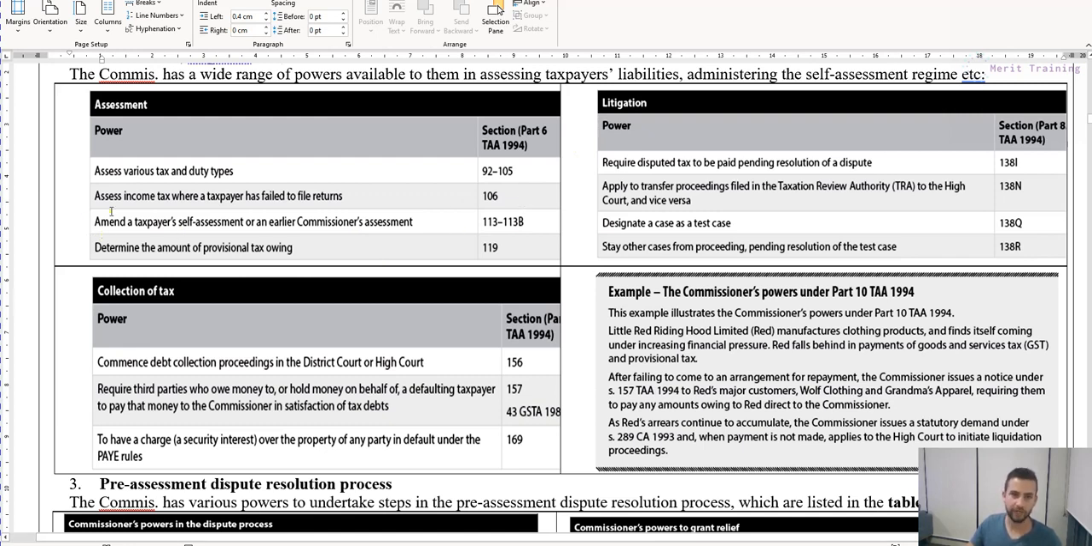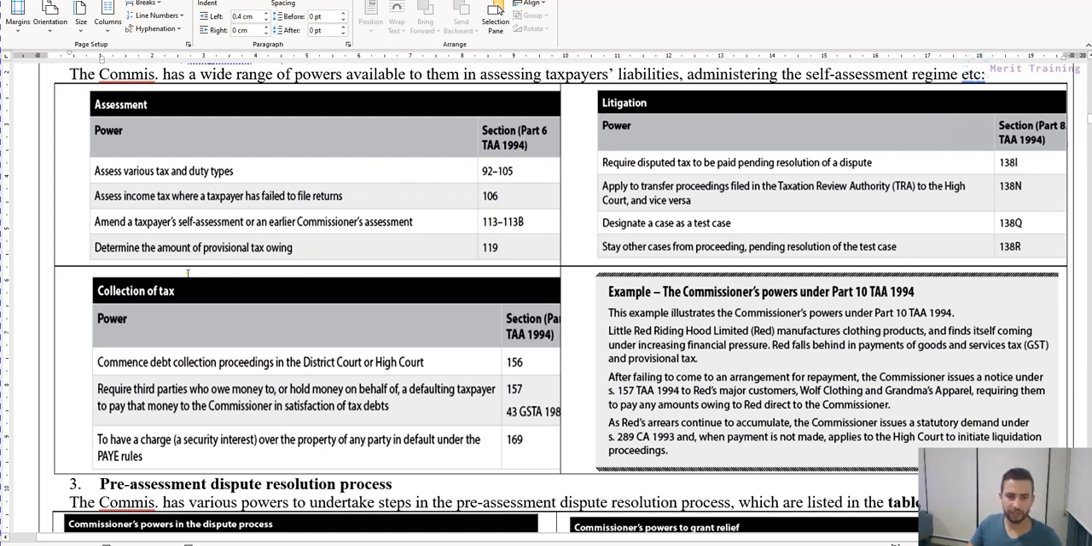They also have the power to amend a taxpayer's self-assessment, right? So even if the taxpayers lodge something, they can just go and change it themselves and issue them the new tax payable amount. And they can also determine the amount of provisional tax owing. And the relevant section from the Tax Act is listed on the right-hand side.